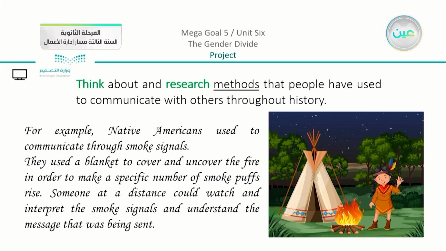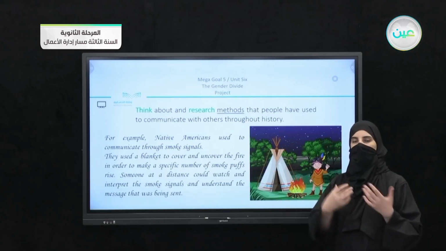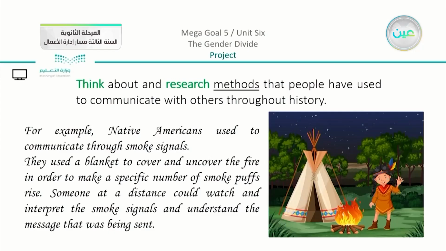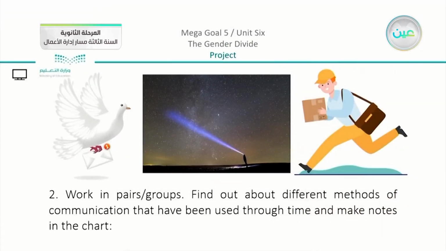Someone at a distance could watch and interpret the smoke signals and understand the message that was being sent. So you can see that there is a very old or traditional way to communicate that the Indians used to use. And of course, there is no relation with the regular technology that we have. So you are free to think and research about different ways to communicate.